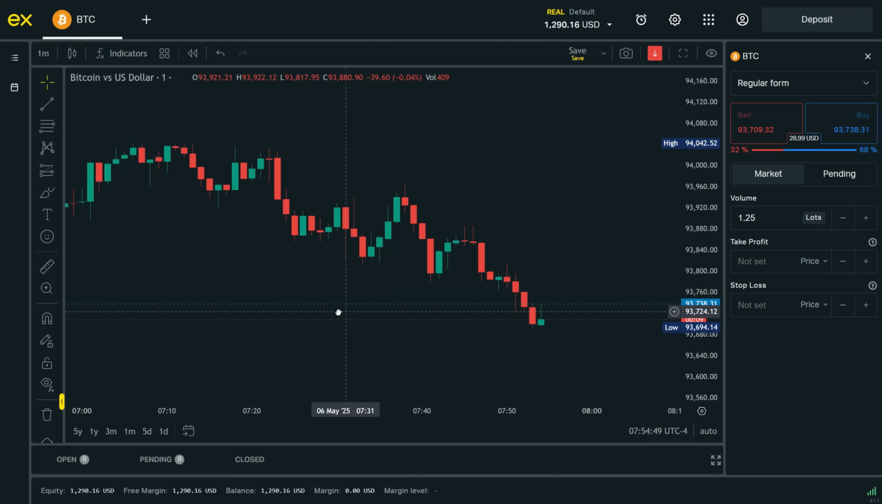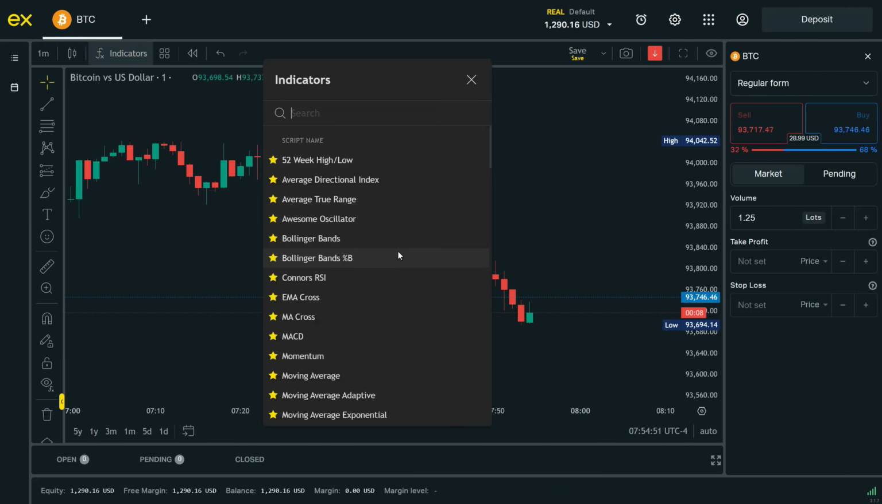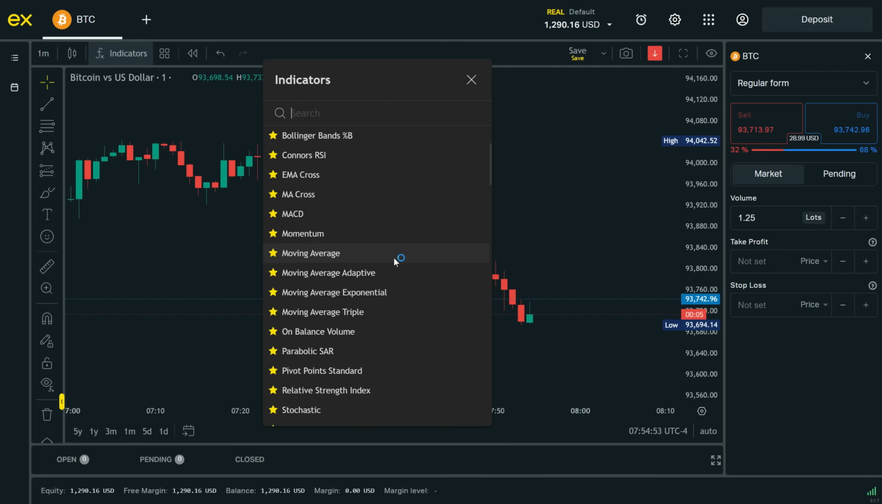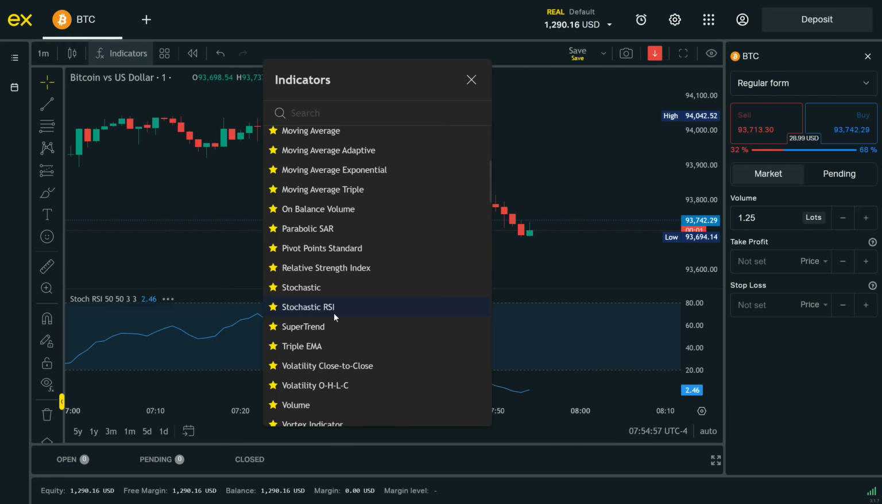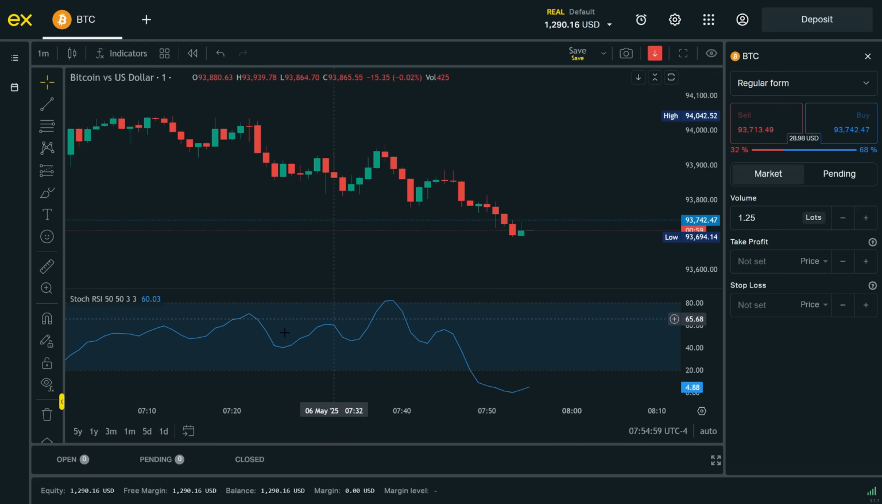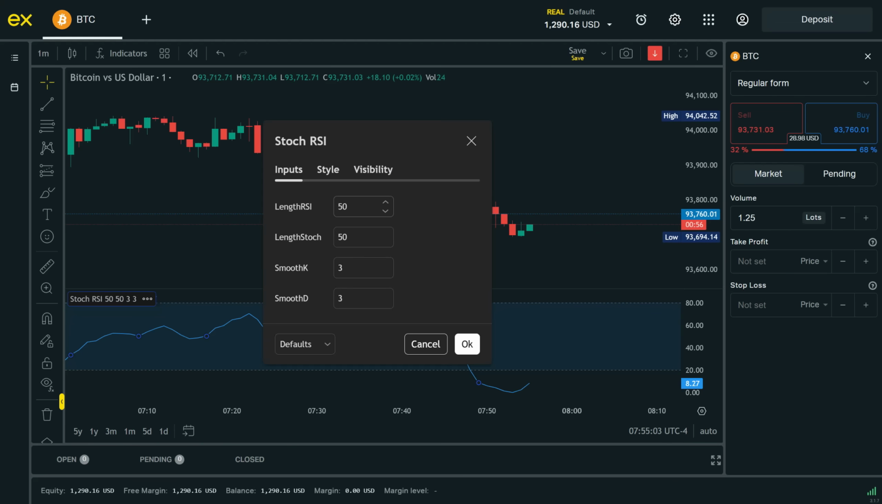This part is super important because it helps us build a clean and powerful chart layout to spot reversals like a pro. So first things first, go to the indicators section. In the list that appears, search for Stochastic RSI and go ahead and add it to your chart. Now that we've added it, let's fine-tune the settings to make it work perfectly for our strategy. Under the Inputs tab, change the stochastic length to 50. Also, set the Stochastic RSI length to 50.